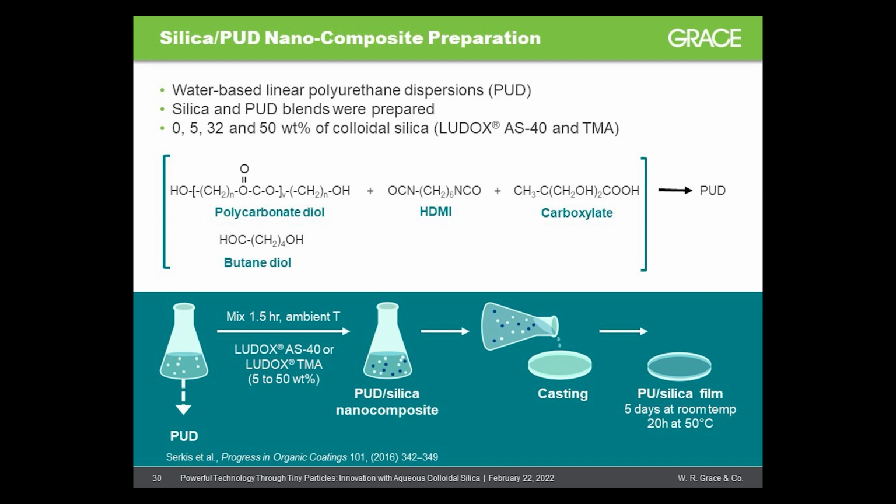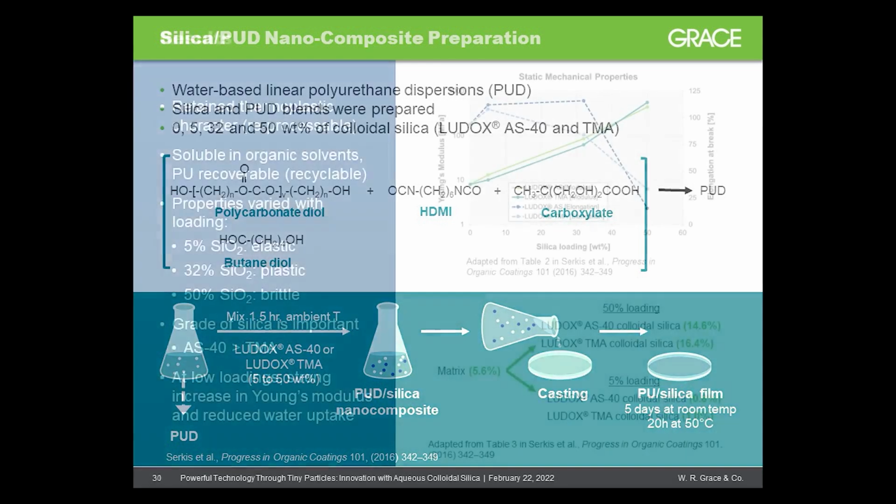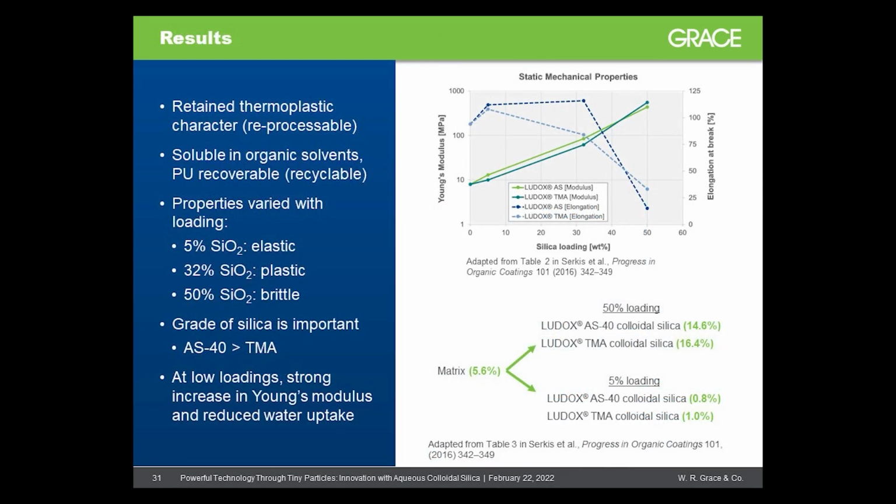Films were cast onto Teflon plates and then dried for 5 days at ambient temperature and then for 20 hours at 50 degrees Celsius. The polyurethane matrix represents the continuous phase, since even at the highest silica mass loading, 50 weight percent, the volume fraction of silica is only about 36%. The authors found that the cast films were all thermoplastic and that the polyurethane dispersion was recoverable after dissolution in organic solvents, followed by addition of water.